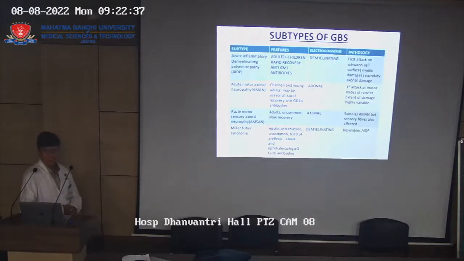So these are the different subtypes of GBS: AIDP, that is acute inflammatory demyelinating polyradiculoneuropathy, then acute motor axonal neuropathy, then acute motor sensory axonal neuropathy, then Miller-Fisher syndrome, and last is CIDP. When the disease progression is more than 4 weeks, then it is known as CIDP.